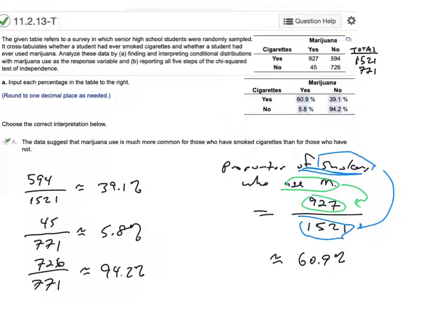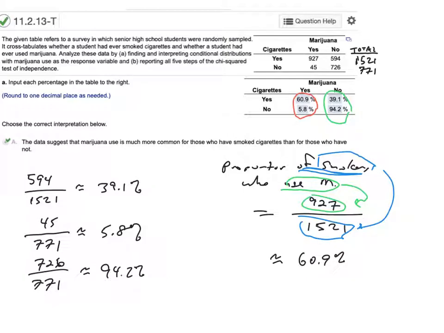So when we're trying to see if there's an association, these are the numbers that we're comparing to see if they're similar. If there were no association, these numbers would be roughly the same. They are really, really nowhere close to being the same.